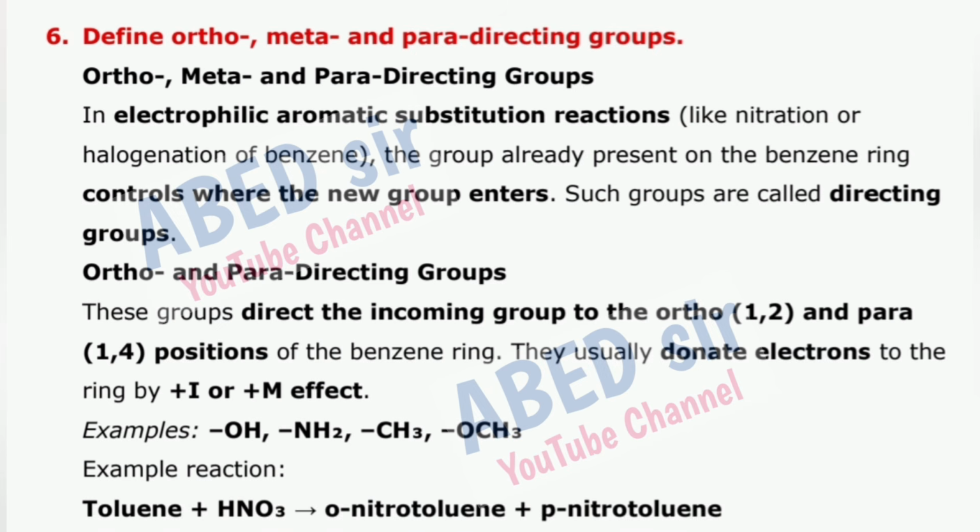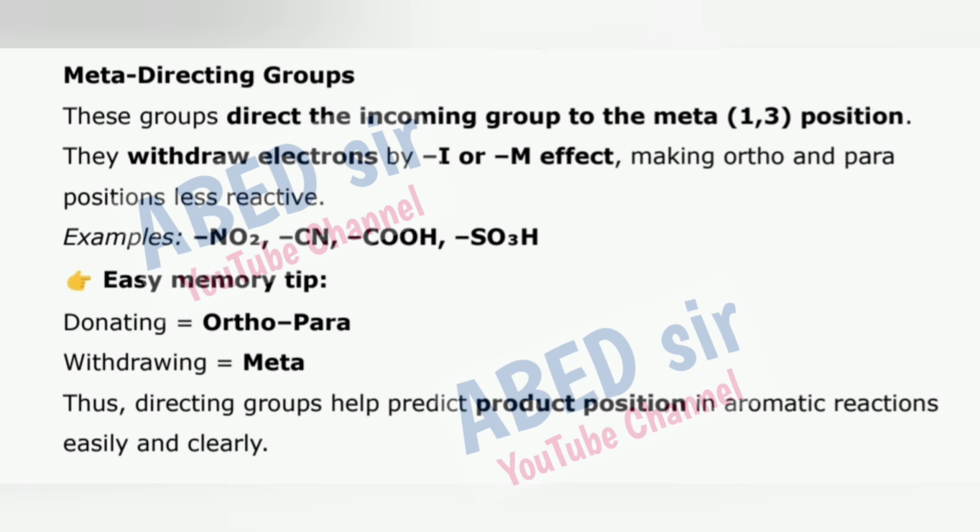Ortho and para-directing groups. These groups direct the incoming group to the ortho (1,2) and para (1,4) positions of the benzene ring. They usually donate electrons to the ring by +I or +M effect. Examples: OH, NH2, CH3, OCH3. Example reaction: toluene + HNO3 gives o-nitrotoluene and p-nitrotoluene.